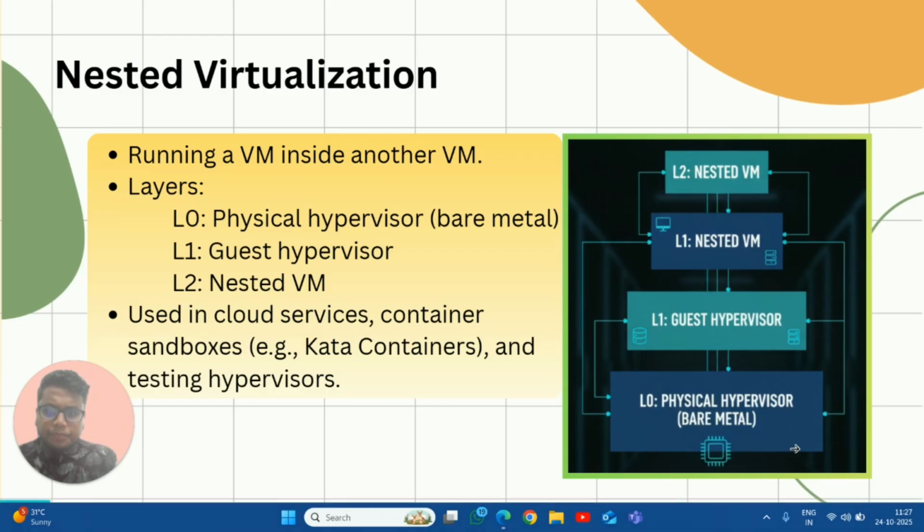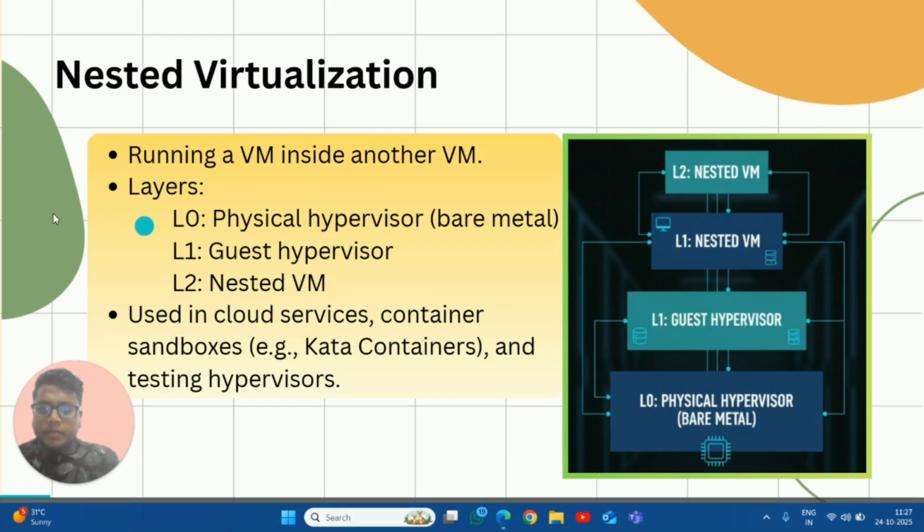In nested virtualization, we are dealing with three layers: the L0 layer, or the physical hypervisor, bare metal layer; the L1 layer, the guest hypervisor; and the L2 layer, the nested VM. Every time the L2 layer needs to do something important, it has to call upstairs, which means bouncing between layers L2, L1, L0, and then back. These world switches are like context switching nightmares, slow and costly.